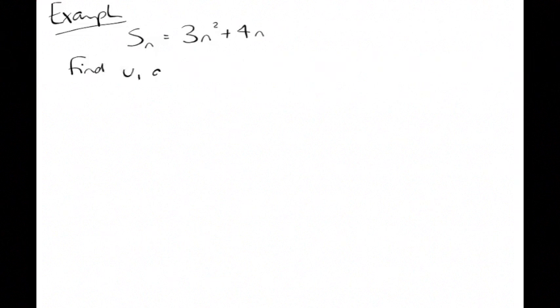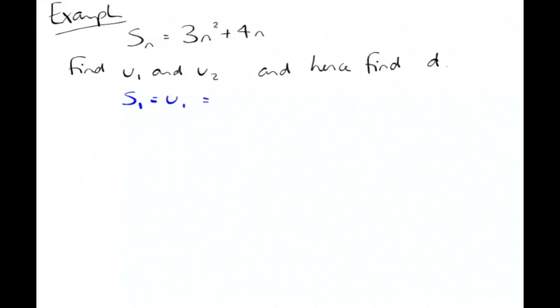Another example. The sum up to n equals 3n squared plus 4n. So Sn is 3n squared plus 4n. Find the first and second terms, find U1 and U2, and hence find the common difference, D. Well, the sum up to the first term is just the first term. So if we stick in 1 into our formula, we get 3 plus 4, which is 7. So the first term, A, is 7.